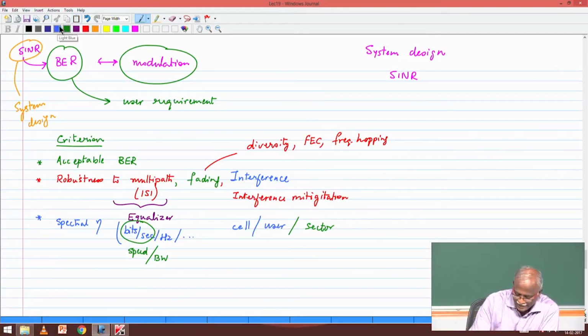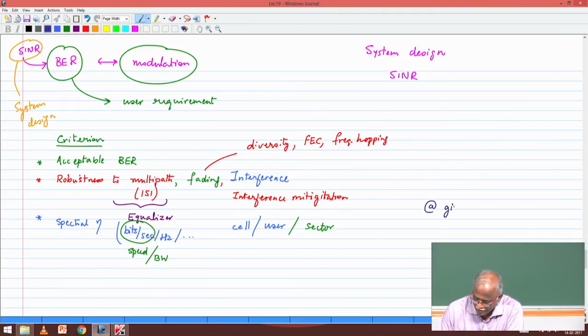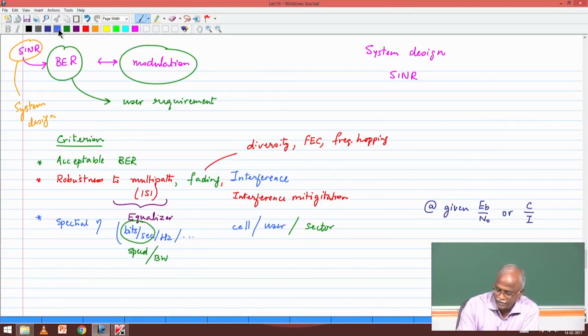Now there is yet one more aspect that needs to be added. But let me ask you this in a slightly different way. At a given Eb by N naught or C over I, that means either noise limited or interference limited, the following statement is true. There are two binary modulation methods. One is GMSK, which we said is the modulation method used by GSM and others, and then there is of course BPSK. Both of these are binary modulation methods.